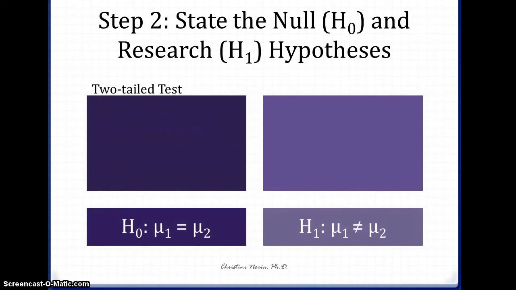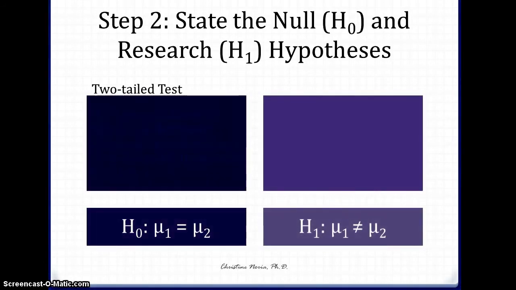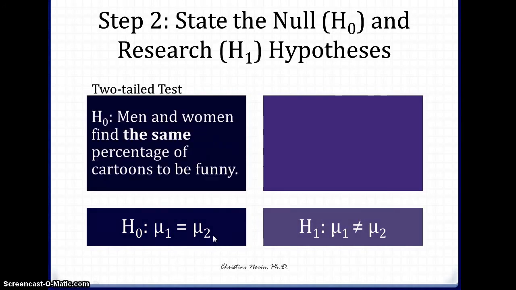So the second step is where we state our null and research hypotheses. And in this case, again, we're going to be talking about a 2-tailed test, which influences the way that we write these hypotheses. You'll notice that for the null hypothesis, we're saying that sample 1 is equal to sample 2, which essentially says that men and women find the same percentage of cartoons to be funny. So there's no difference between the 2. It's kind of the boring one.